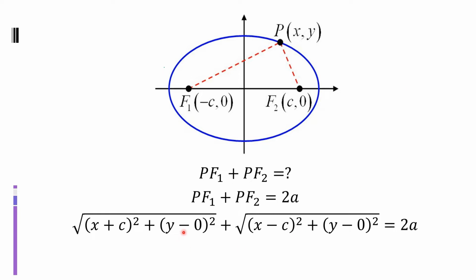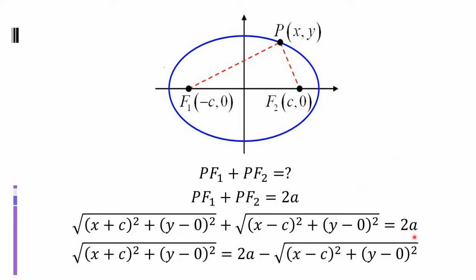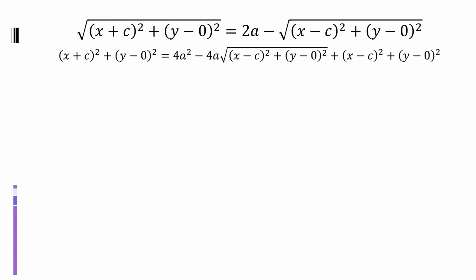Ngayon, ilipat natin ito yung isa doon sa kabila. So we now have square root of (x plus c) squared plus (y minus 0) squared is equal to 2a minus the square root of (x minus c) squared plus (y minus 0) squared. From there, i-take ngayon natin yung square of both sides. So ito, matatanggal na yung kanyang square root.